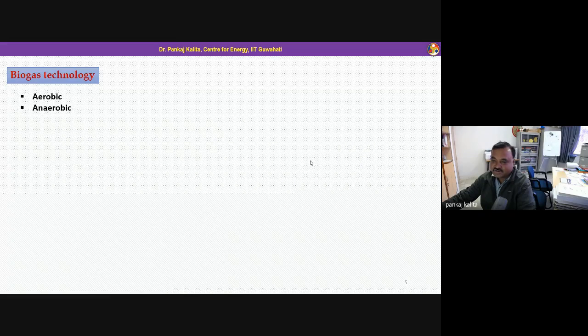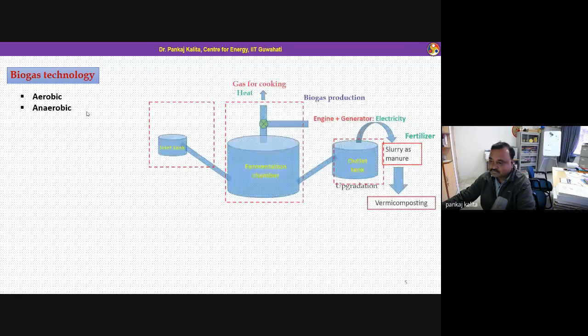So what is the distinction between aerobic and anaerobic? In case of anaerobic, we never use the environment to decompose the microorganisms. So here, in absence of air, everything is happening. But in case of aerobic, conversions are happening in presence of air.